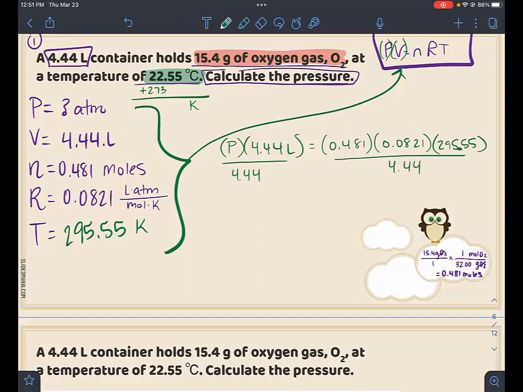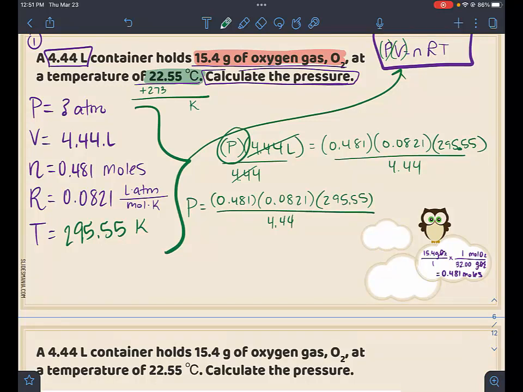So that one cancels. Excellent. All that's left here is pressure. So I have that pressure equals 0.481 multiplied by 0.0821 multiplied by 295.55 and divided by 4.44. Go ahead and grab your calculator, pause this video, and solve in your calculator and see what you got.